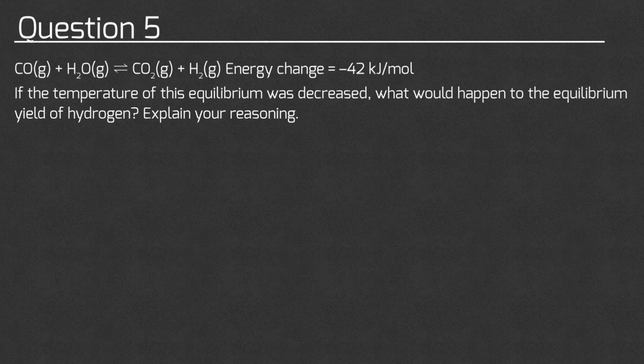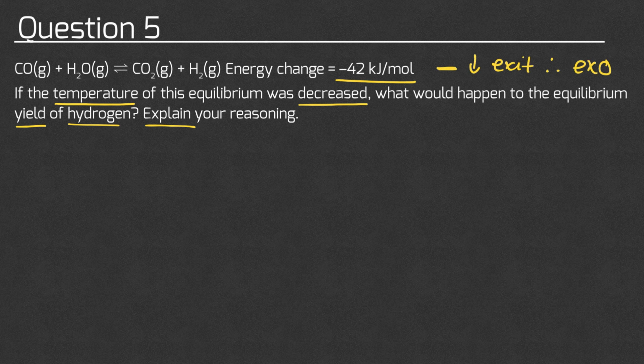We've got the same equation again, but this time we're looking at what would happen to the yield of hydrogen if the temperature was decreased. So the key points in this question is that if the temperature was decreased, what would happen to the yield of hydrogen? We need to explain our reasoning, which means we need to give a reason why. This time, since we're looking at temperature, the energy change of the reaction is relevant. As the energy change is negative, this means energy is exiting the reaction. Therefore, this will be an exothermic process in the forwards direction.